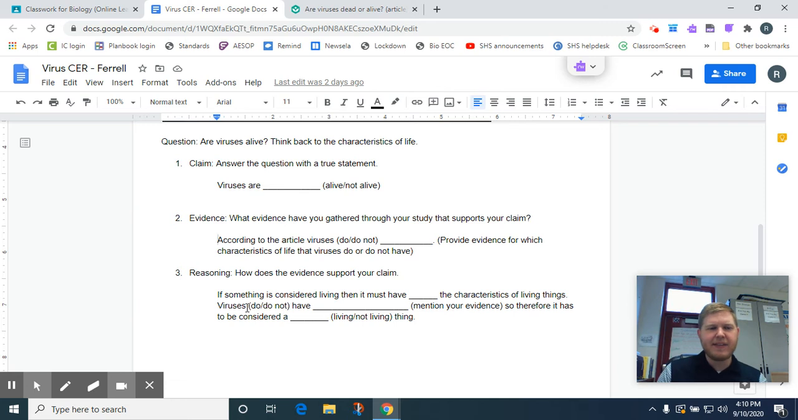An example of this, you might say, if something is considered living, then it must have, and this should be some sort of a number. How many of the characteristics of life do they need to have in order to be living? And you would talk about what viruses have or do not have. Do they have all the characteristics of life? Do they not have all the characteristics of life? And just keeping it real simple, therefore, it's considered living or not living.